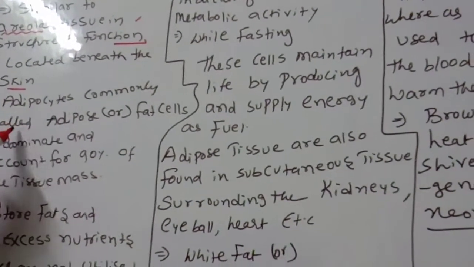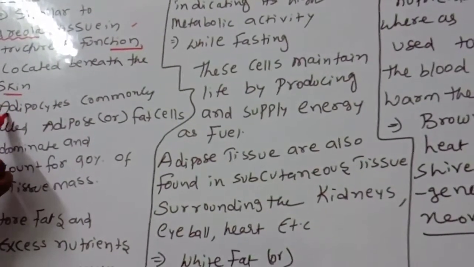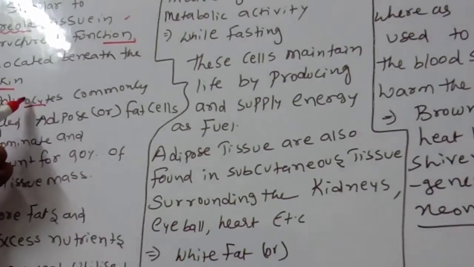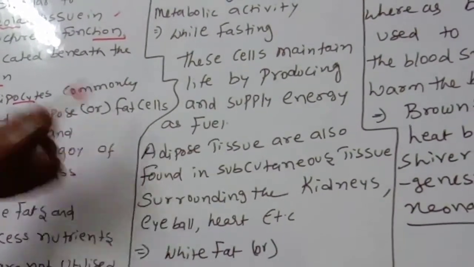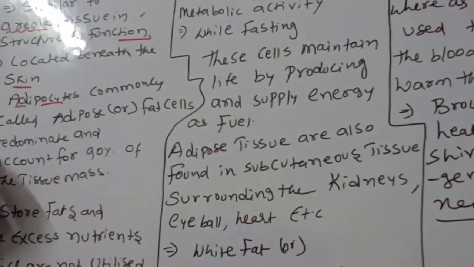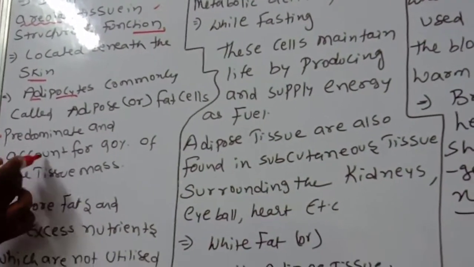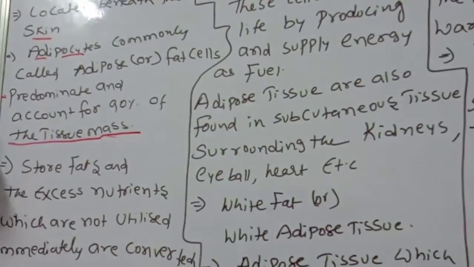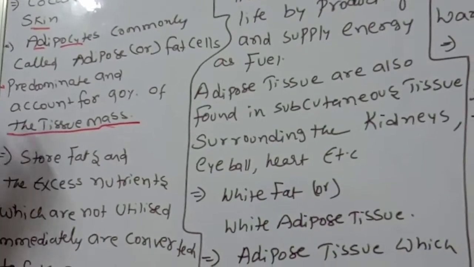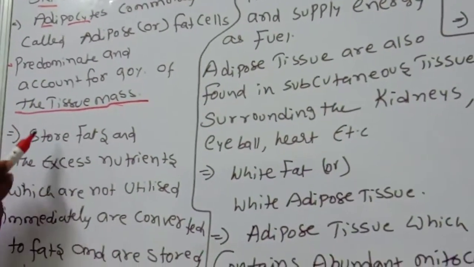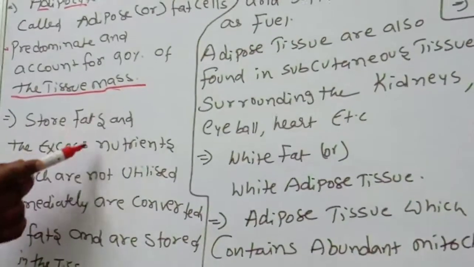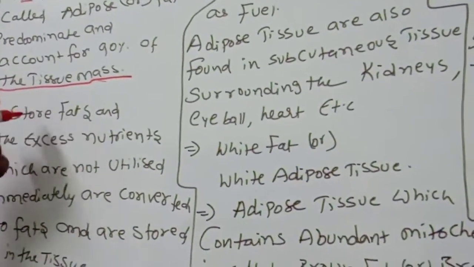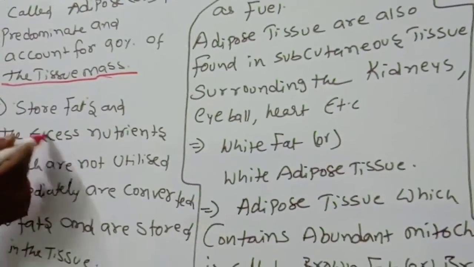The adipocytes, the cells of adipose tissue, are commonly called adipose or fat cells. Next, these fat cells are predominant and account for 90% of the tissue mass. So 90% of the tissue mass consists of adipocytes. And what is the function of this? The adipocytes and the adipose tissue store the fats and the excess nutrients.